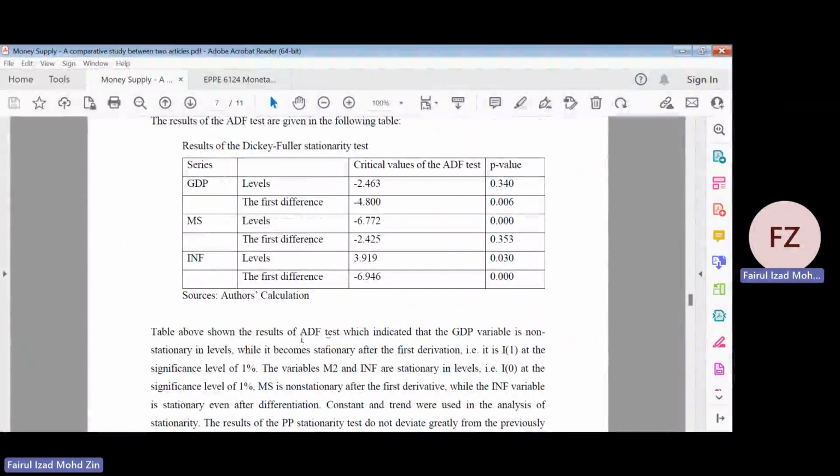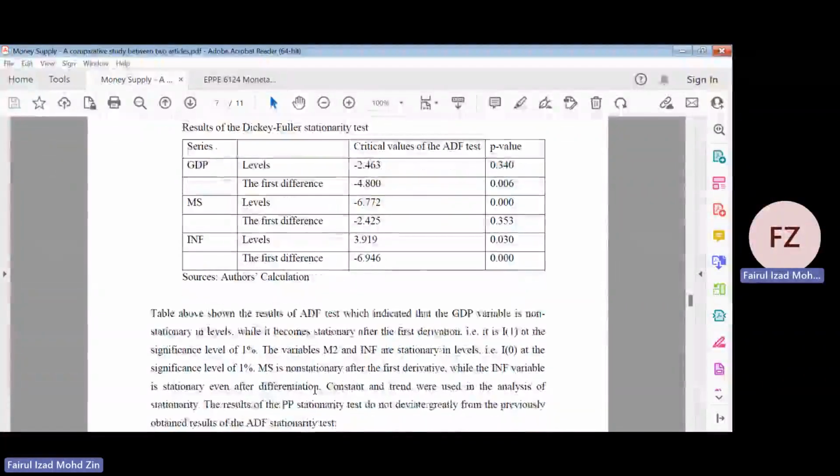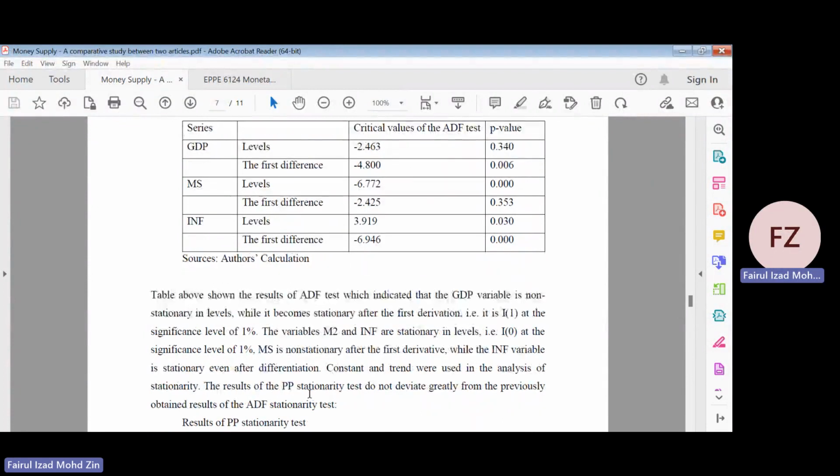The table shows the results of the ADF test, which indicate that the GDP variable is non-stationary in levels while it becomes stationary at the first difference, for example I(1), at the significance level of 1%. The variables M2 and INF are stationary in level, for example I(0), at the significance level of 1%. Constant and trend were used in the analysis of stationarity.